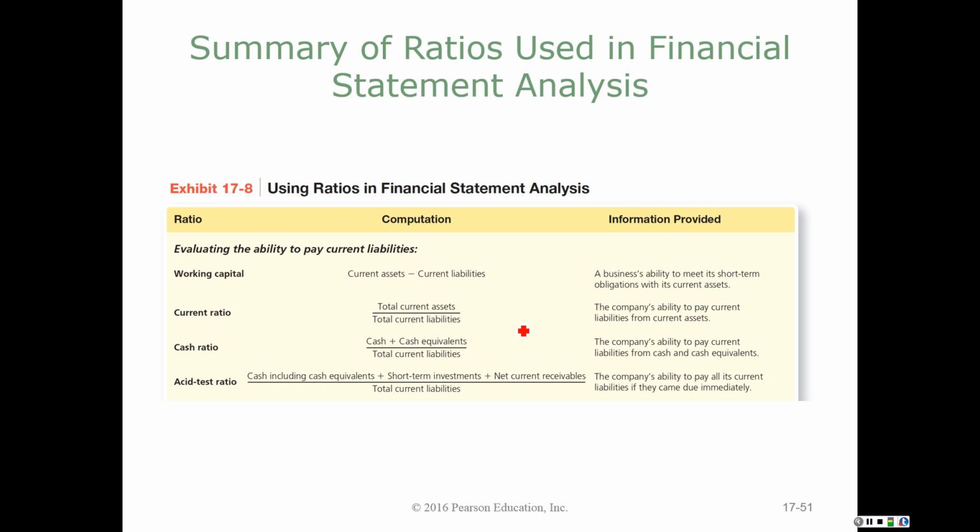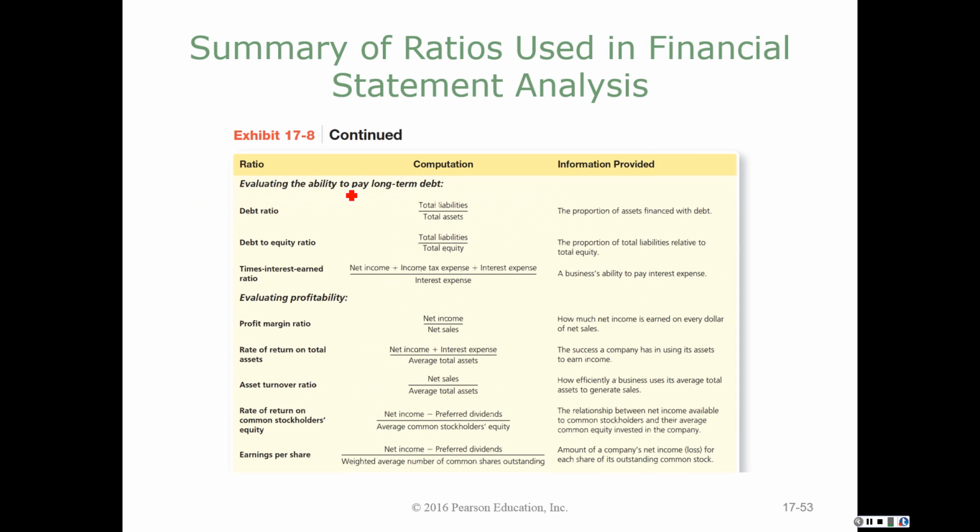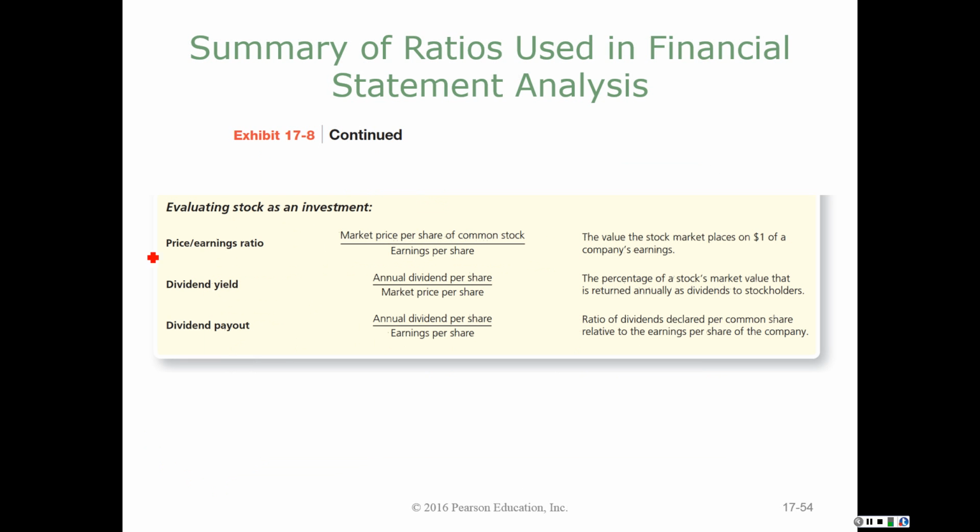Now, the next few slides that are available, I'm not going to lecture over. I just want you to know that these are very good slides to break down for you the different categories. If we're looking at paying current liabilities, these are some ratios that will help. If you're looking at selling your merchandise inventory and collecting receivables, here are some of our activity ratios. If you're looking at our ability to pay long-term debt, then we're looking at our debt ratios. Profitability, we're looking at our profitability ratios. Investing in our company, so we have our investment ratios.